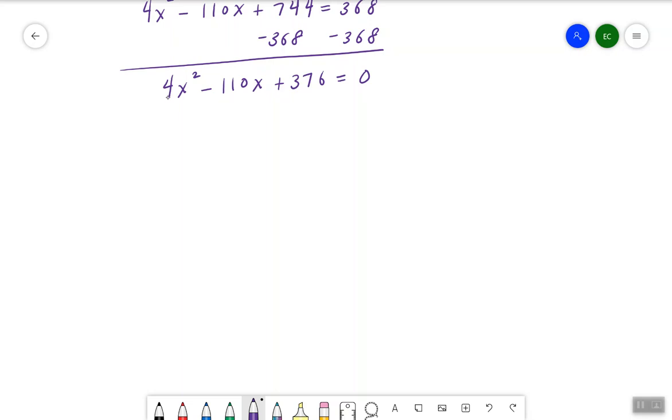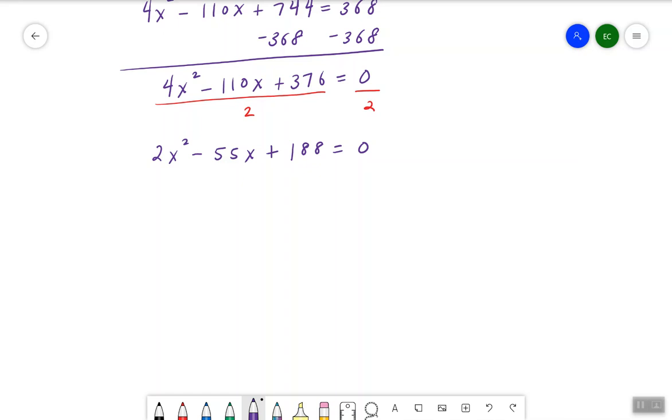It's worth observing that each of these numbers here is divisible by 2, and so we should just divide off that common factor of 2, and so we'll get 2x squared. 110 divided by 2 gives you 55x, and then 376 divided by 2 is 188, and that's equal to 0.